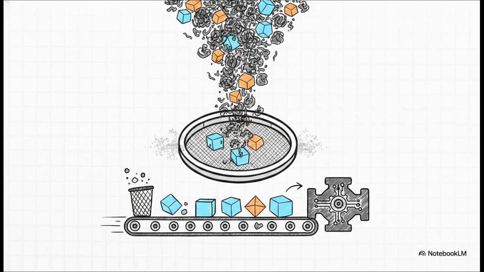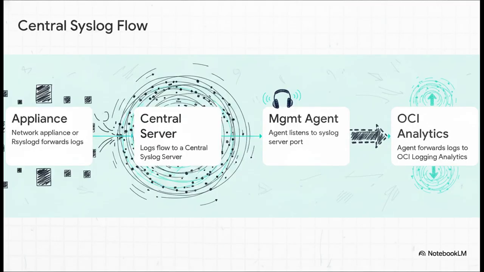By filtering early, you make sure your newly tuned management agent is only spending its high-speed parallel threads on data that actually matters to your ops team. And this brilliantly illustrates another huge architectural theme here: centralizing your log collection. Instead of slapping an agent on every single individual node, check out this flow. Step 1, your network appliances or rsyslogd instances forward their logs. Step 2, all those logs funnel into a central syslog server. Step 3, we place one highly tuned management agent right on that central server, and we configure it to listen to the syslog port. Step 4, it efficiently batches and forwards all that consolidated data directly into OCI logging analytics.